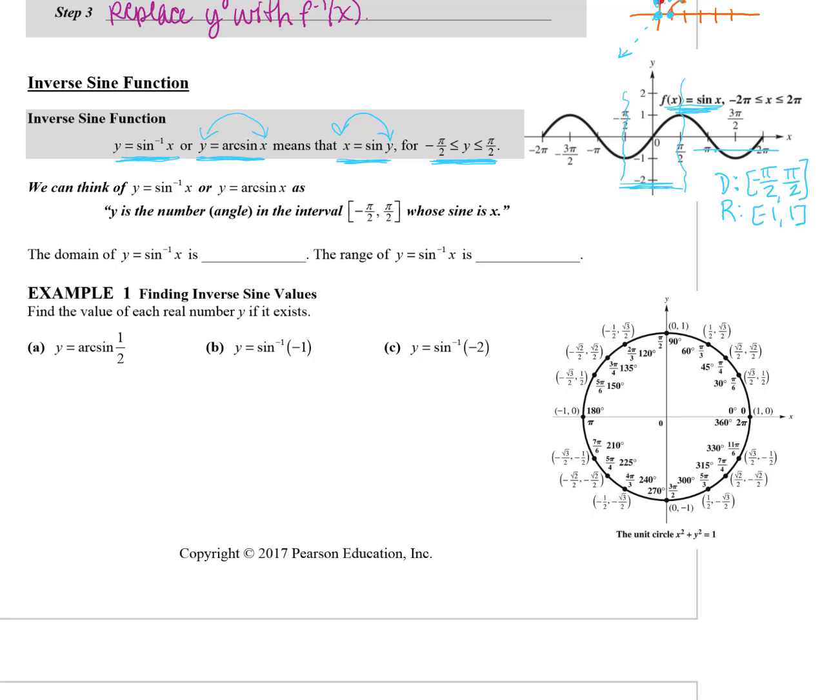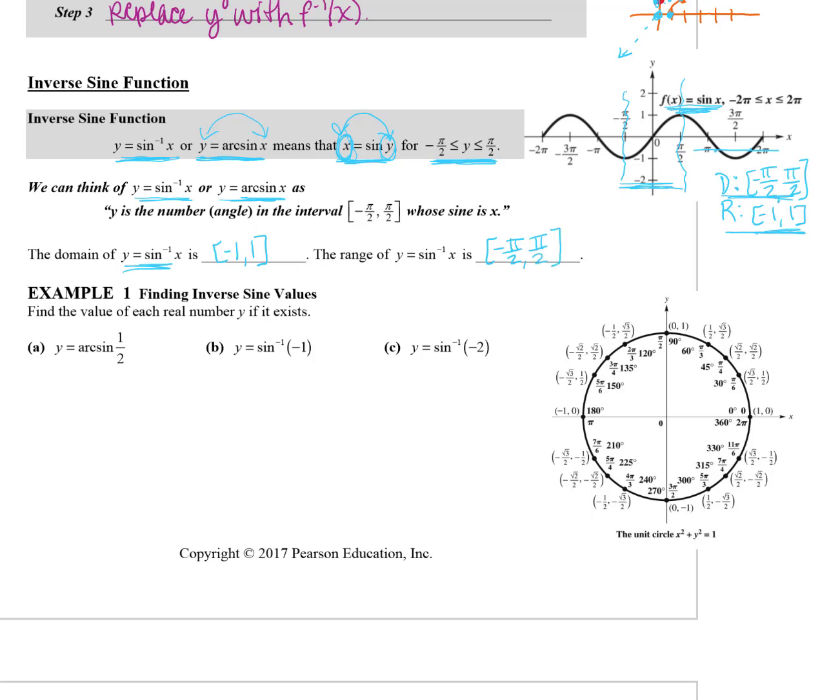So we can think of y equals inverse sine of x or y equals arc sine of x as y is the number or the angle in the interval whose sine is x. Y is an angle, and we're taking the sine of that angle to give us x. The domain of sine inverse is the same as the range of the original function, so that goes from -1 to 1. And then the range of sine inverse is the same as the domain of the original function, so this goes from negative pi over 2 to pi over 2.